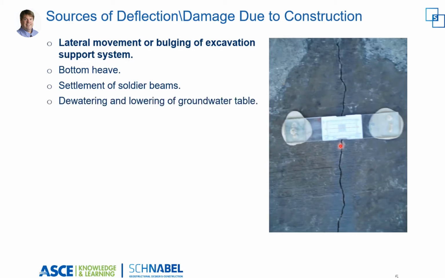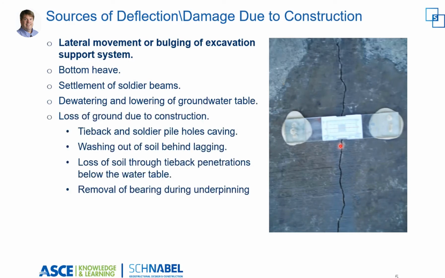Another big one is dewatering and lowering of the groundwater table, and I see this as two problems. One is if you lower the groundwater table in the surrounding soil, you increase the effective stress, and that causes settlement. And then also, if your wells are improperly designed, they can pull in fines from beneath the structure, and that can affect the settlement.